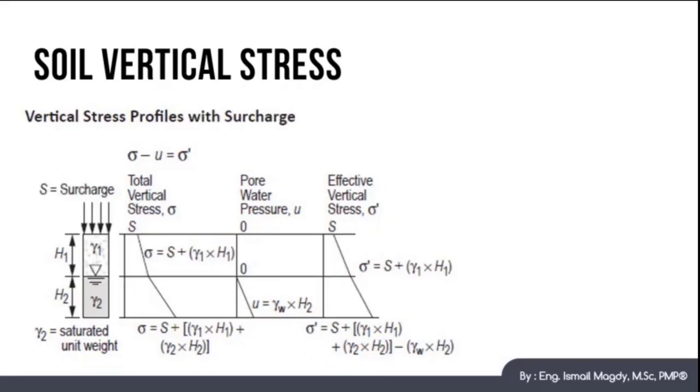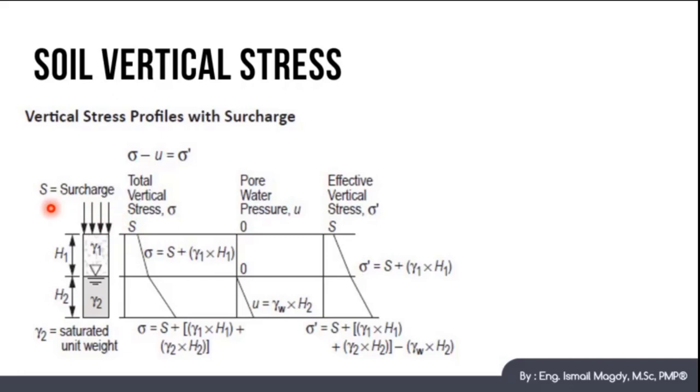Here, this is a different condition for the vertical stress. It is in case of surcharge pressure. And surcharge pressure is any vertical load on top of soil which could be due to traffic, equipment, or any other source. In this case, the soil vertical stress will be calculated exactly the same way, except that surcharge pressure will be added at each level, as we can see here. So the pressure will not start from 0 like last time, but it will start with the value of S, where S is the surcharge pressure.